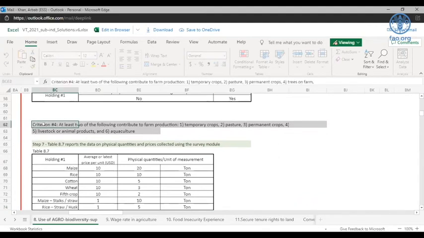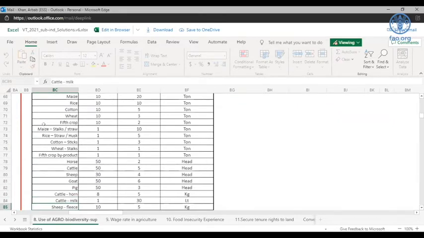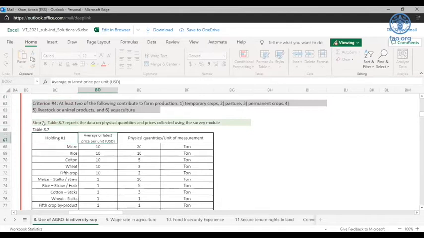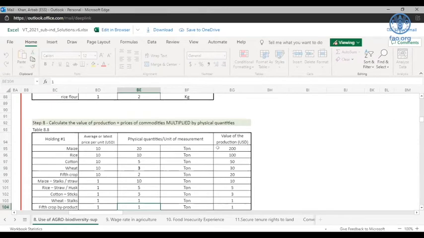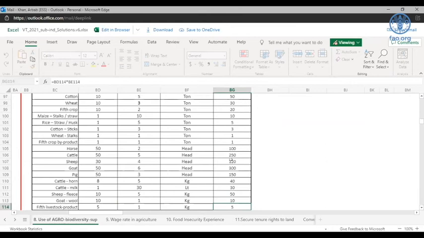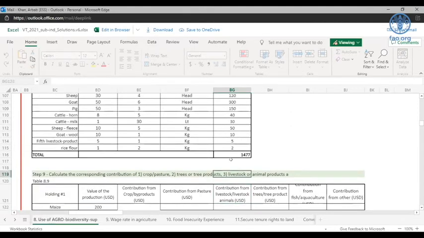Then criterion four is that at least two of the following contribute to farm production: temporary crops, pastures, permanent crops, livestock or animal products, and aquaculture. And then we see from the information that we have collected in the context of the land productivity, profitability and resilience sub-indicators for the economic dimension, we need the same information. So we need the average or latest prices at the farm gate level. We need the physical quantities of those respective commodities produced by the agricultural holding. We estimate the value of production, which is a mere multiplication of prices with the physical quantities in the respective units of measurement. We estimate the total value of production, which remains the same from the previous sub-indicators. If you remember, we were talking about 1477.